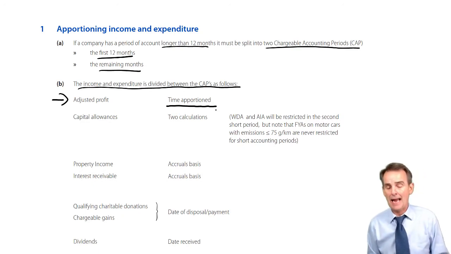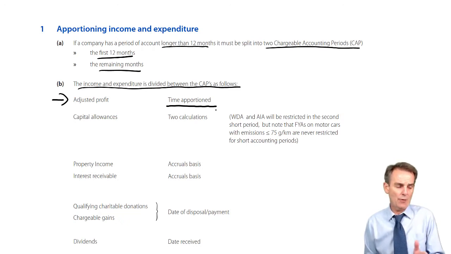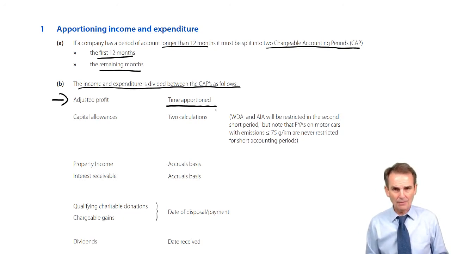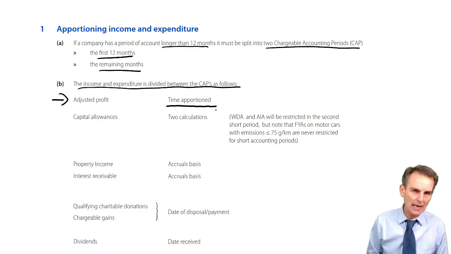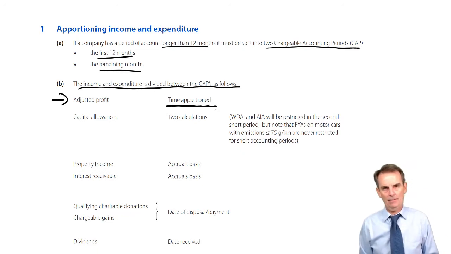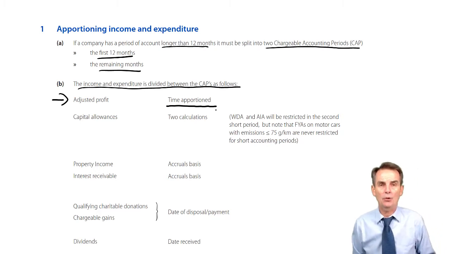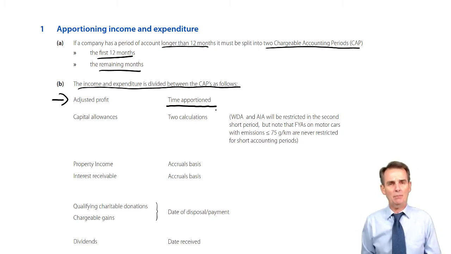So how do we divide out the adjusted trading profit that we've done for the 18-month period? 12/18 to 6/18, the ratio of 12 to 6, a simple time apportionment. When it comes to the capital allowances, easier on one hand, trickier on the other. Easier in as much as we do not prepare a capital allowance computation for a period of account. In corporation tax, we prepare the capital allowance computation for the chargeable accounting period.